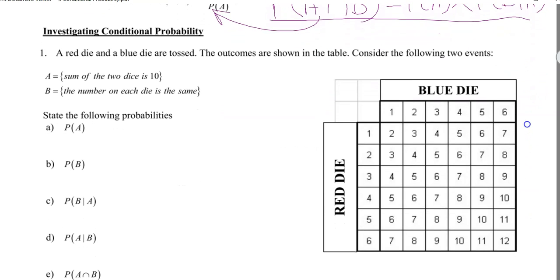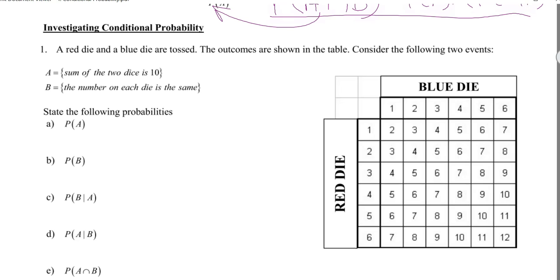A red die and a blue die are tossed, which means you can tell them apart, right? You can tell what number is on the red die and what number is on the blue die. The outcomes are shown in the table. Consider the following 2 events. Event A is the sum of the 2 dice is 10. Let's just go over here, we'll put little A. So this is event A, the sum of the 2 dice is 10. Event B is the number on each die is the same. So this is event B. We've got 2 1s, 2 2s. In other words, doubles. The number on each die is the same.